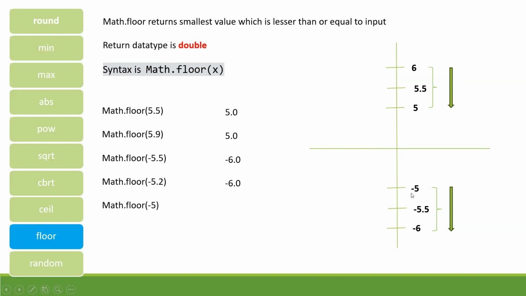Math.floor of minus 5, we are here looking down, lesser than or equal to. So the answer will be the same, minus 5.0. Floor of minus 5.6, looking down, we get minus 6.0. Floor of minus 5.9, again we look down and we will get minus 6.0. Okay, so I hope it is clear. Math.ceil looks up, Math.floor looks down on the number line.